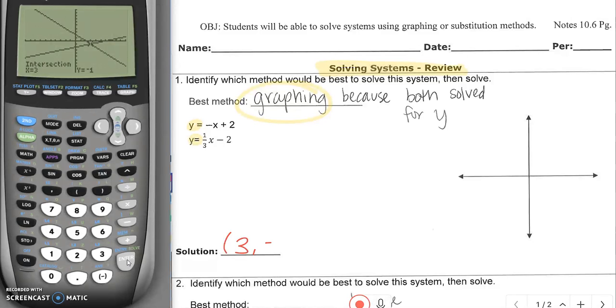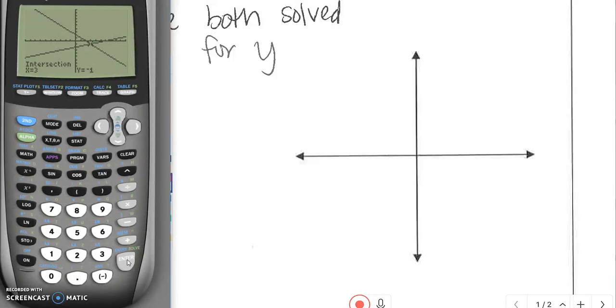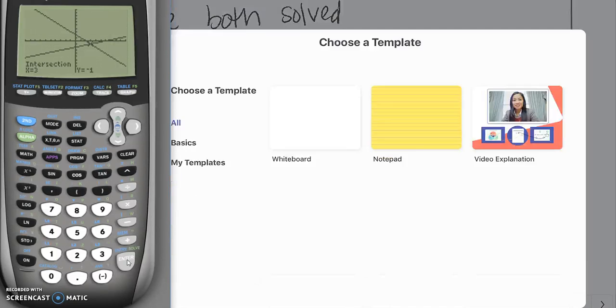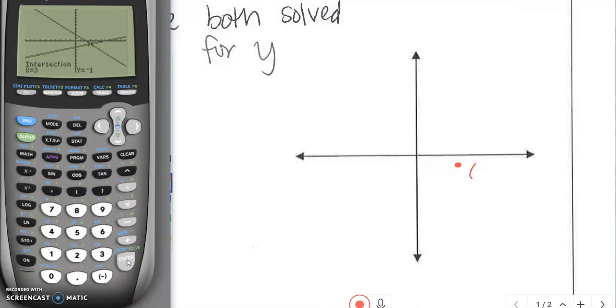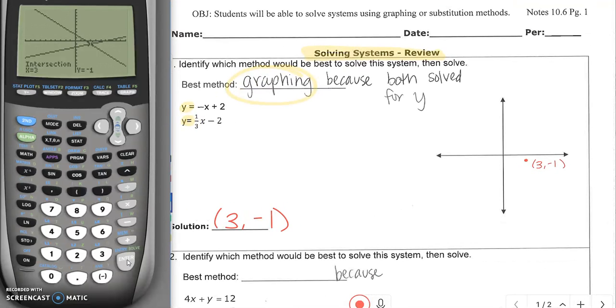Now, I do want to make sure that I graph this, and I'm going to try to make sure my graph is pretty exact, but not 100%. So I'm going to look at getting that solution on there. I'm going to go about 3, negative 1, and get that on there. I'm just going to go ahead and label that point, 3, negative 1.